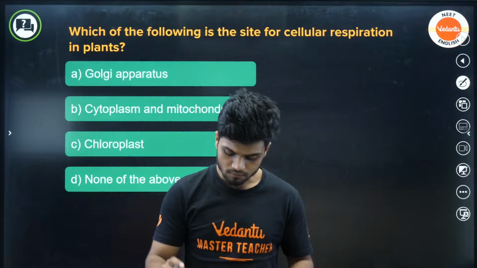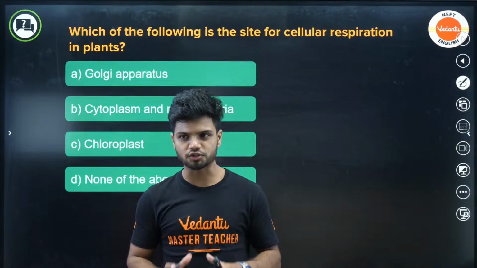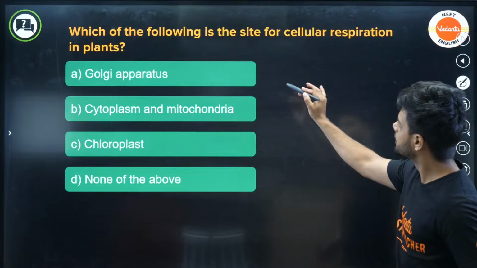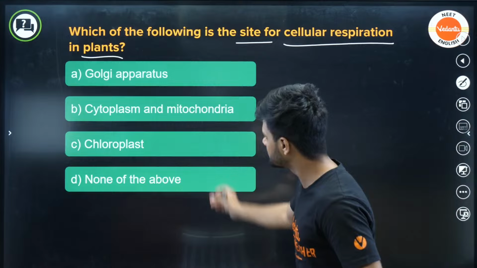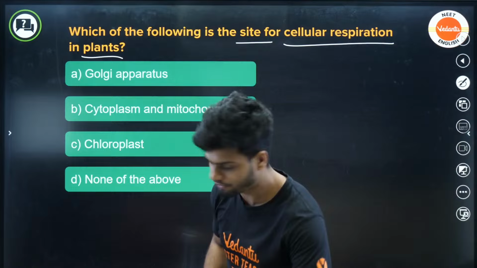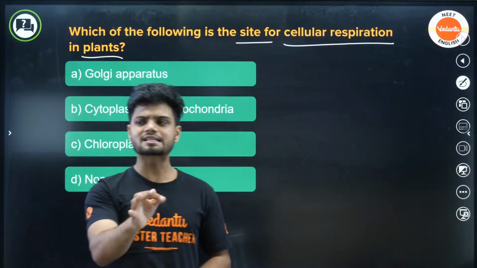Can we solve some questions now? With the basics which we just learned, can we solve some questions? The first question, here we go. Which of the following is the site of cellular respiration in plants? Where does cellular respiration happen in plants? Can anyone in the chat tell me the answer to this question? I will give you 10 seconds. 10, 9, 8, 7, 6, 5, 4, 3, 2, 1.